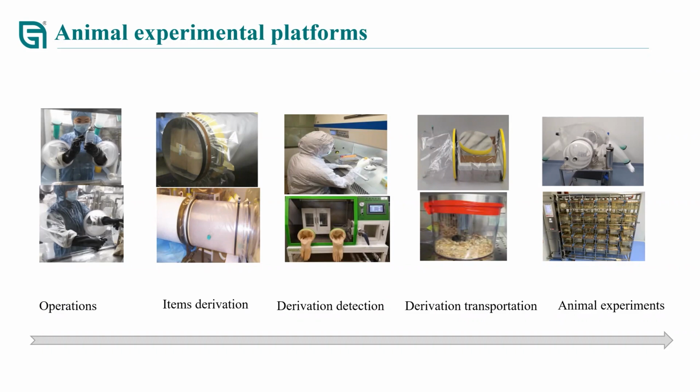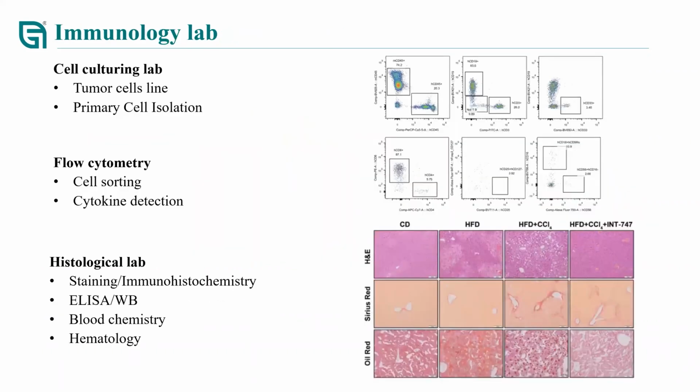After the termination of animal experiments, we have immunology labs that allow us to do multiple analyses. We have a cell culture lab that enables us to do cell-related analysis, and a flow cytometer to do cell sorting, which is needed if you want to study microbiota and immune system interaction. And lastly, a histological lab for staining, immunohistochemical analysis, ELISA, Western blot, general blood chemistry, and also hematological analysis.